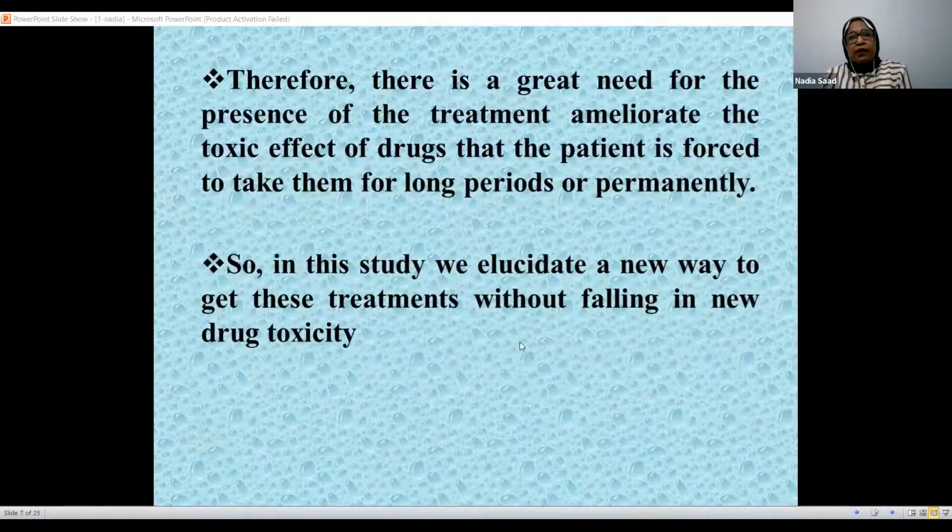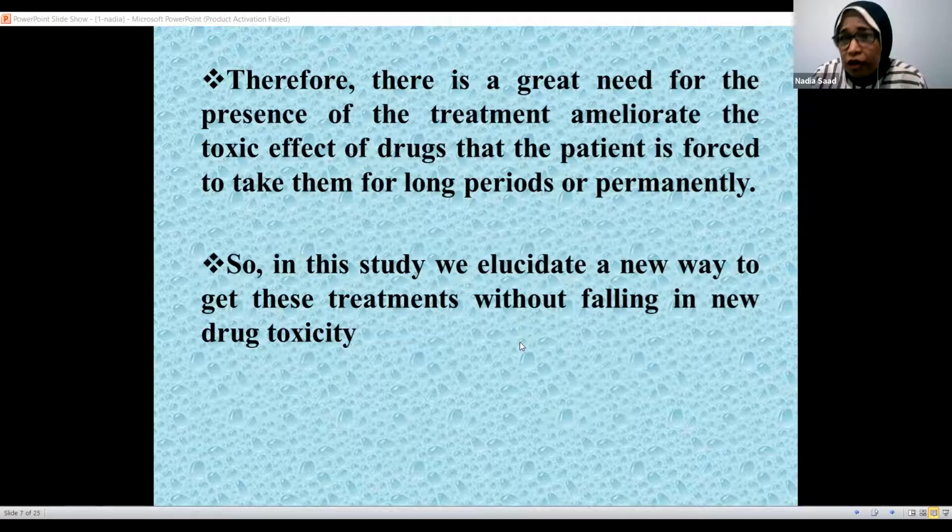Therefore, there is a great need for new treatments to ameliorate the toxic effects of drugs, which patients are forced to take for a long period or permanently. So this study aims to find a new way to get the treatment without falling into new drug toxicity.